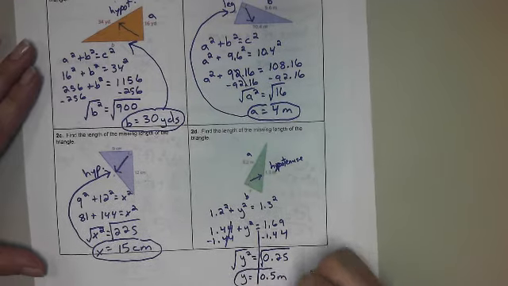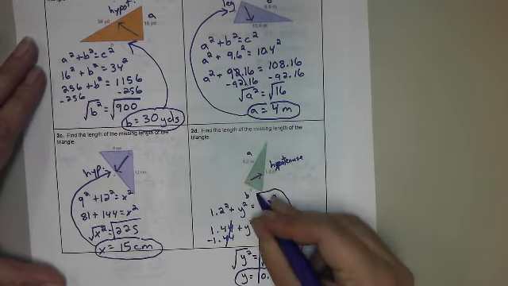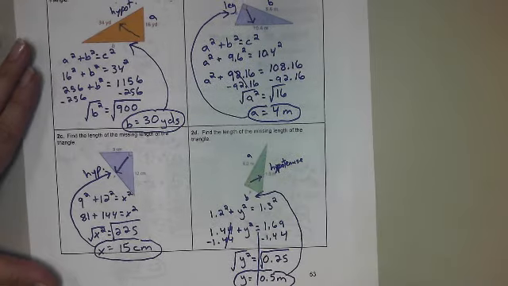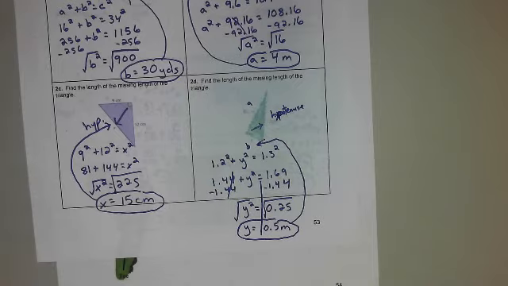meters. And that is the length of one of my little legs, which makes sense because it is smaller than my hypotenuse. Okay, last problem, we're going to wrap it up. Turn to page 54, and we are going to do one word problem.